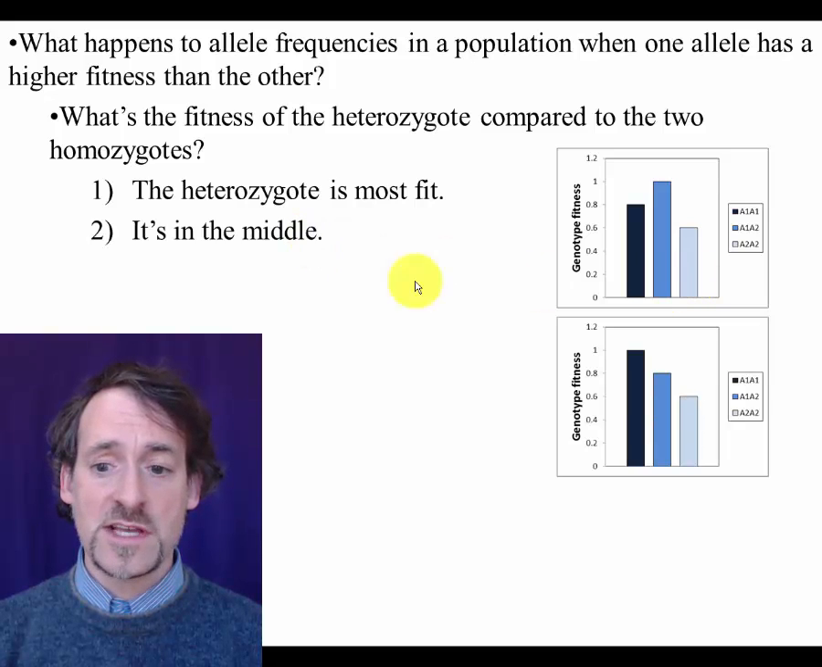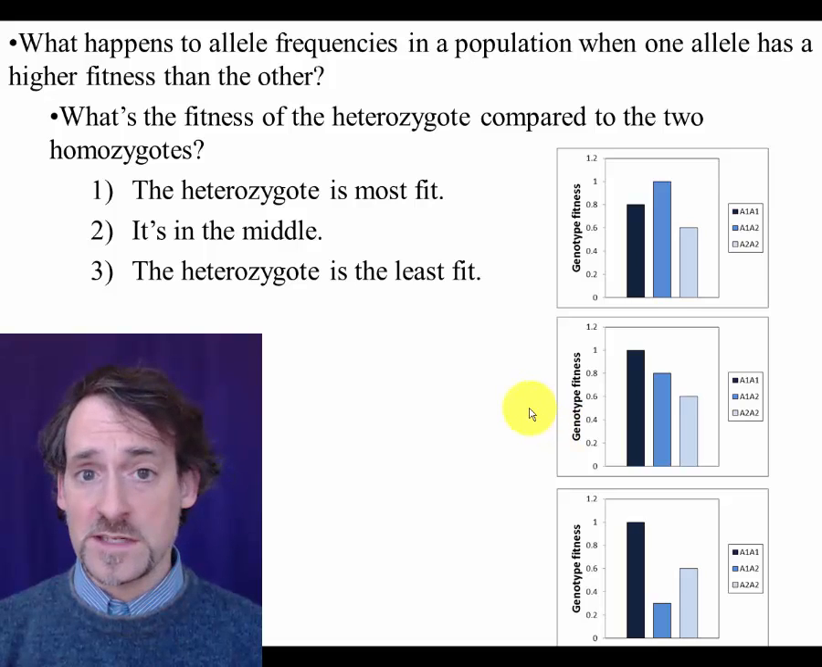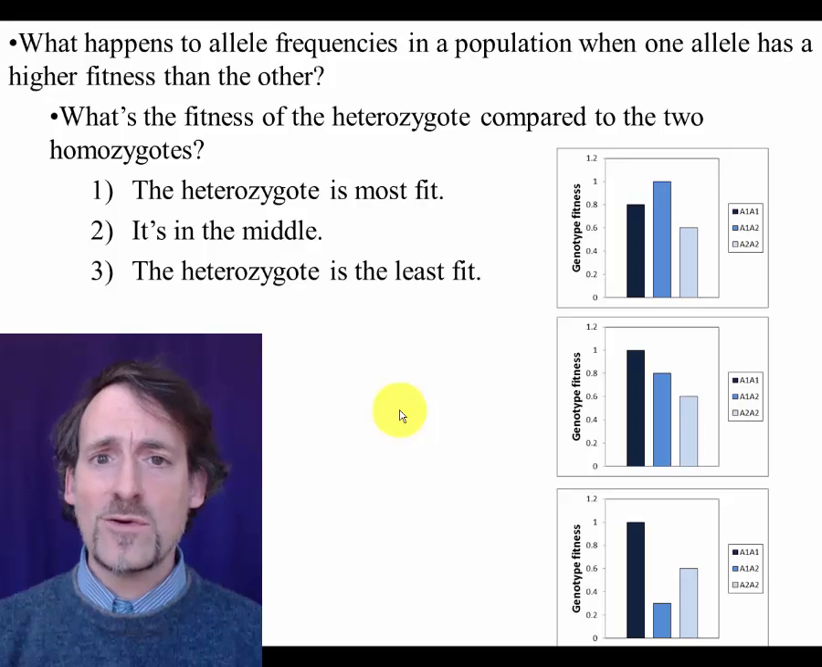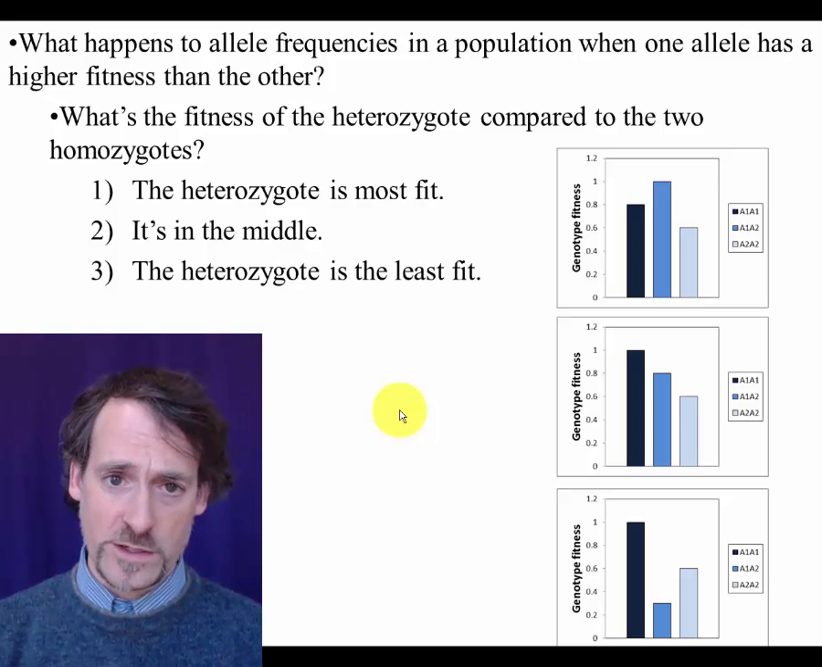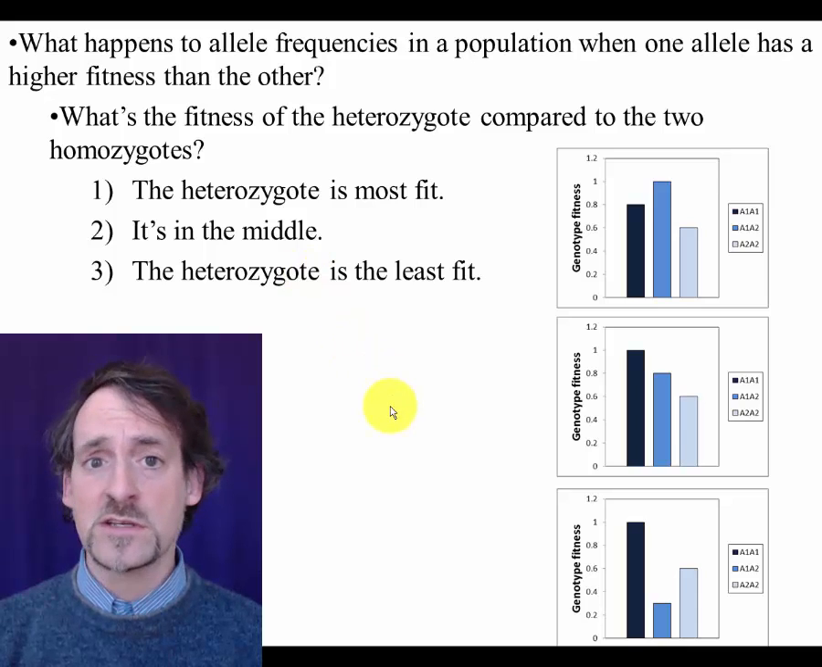The fitness of the heterozygote could be in between the two fitnesses of the homozygotes. And finally, it could be less than the fitness of either of the two homozygotes. Okay, the outcome of natural selection on allele frequencies is going to be different depending on which of these three scenarios you're dealing with.